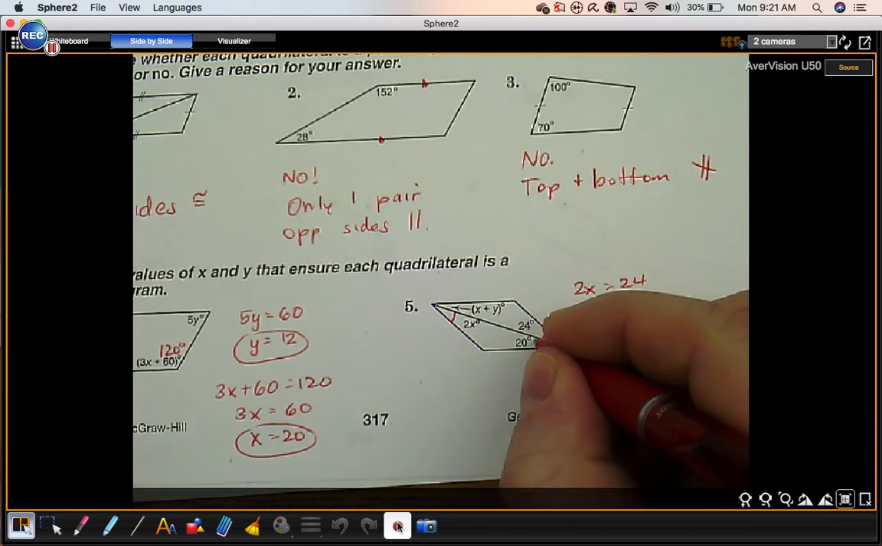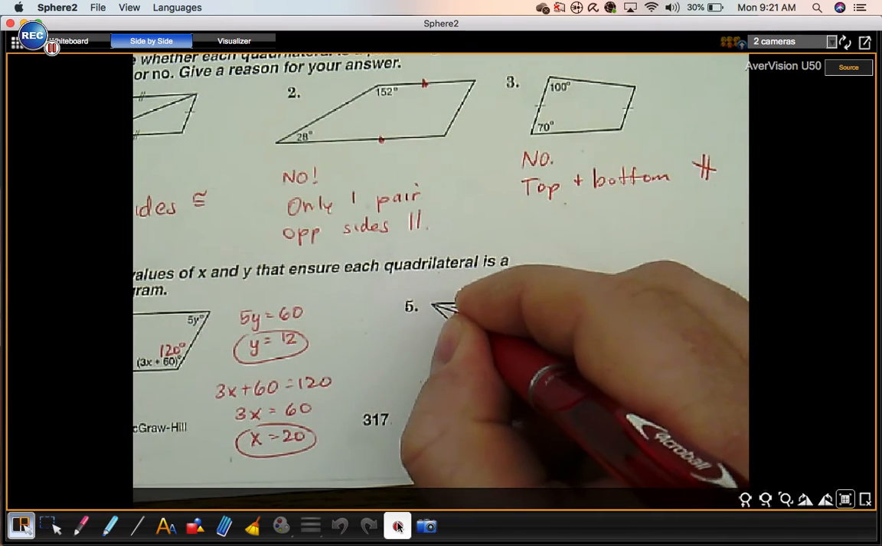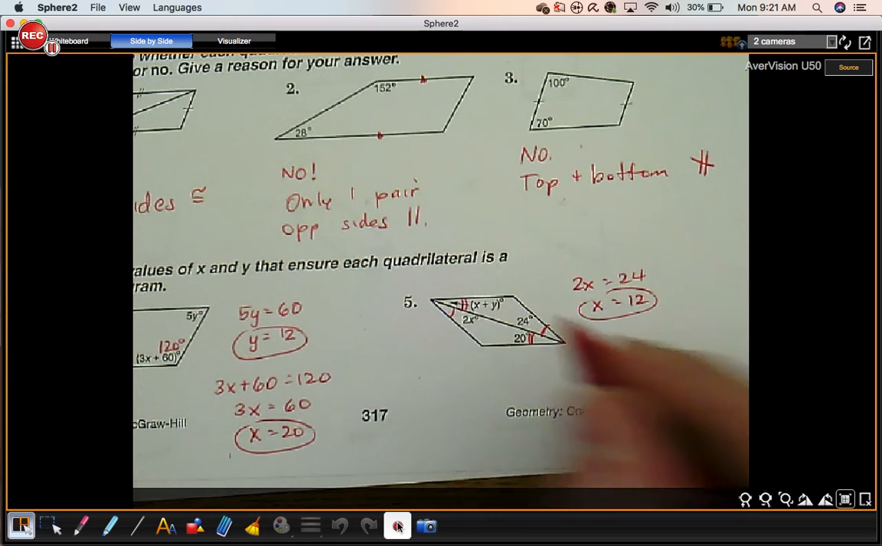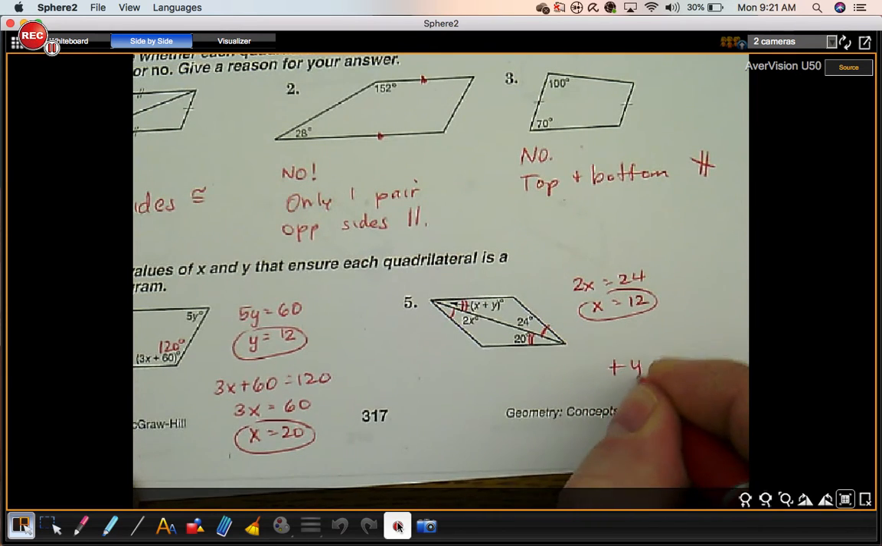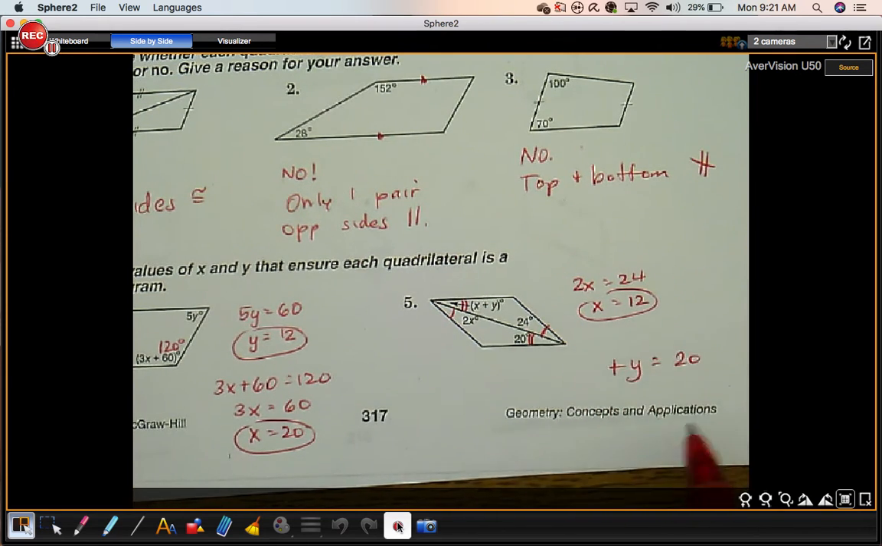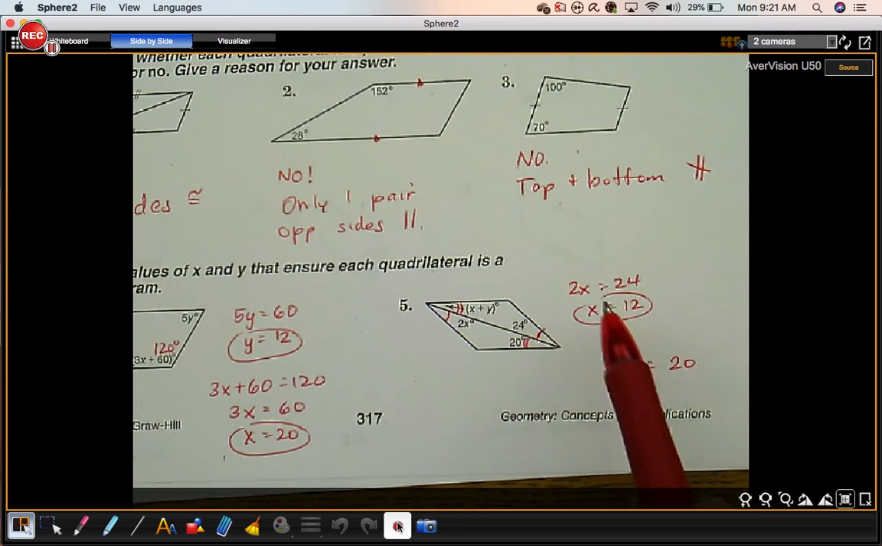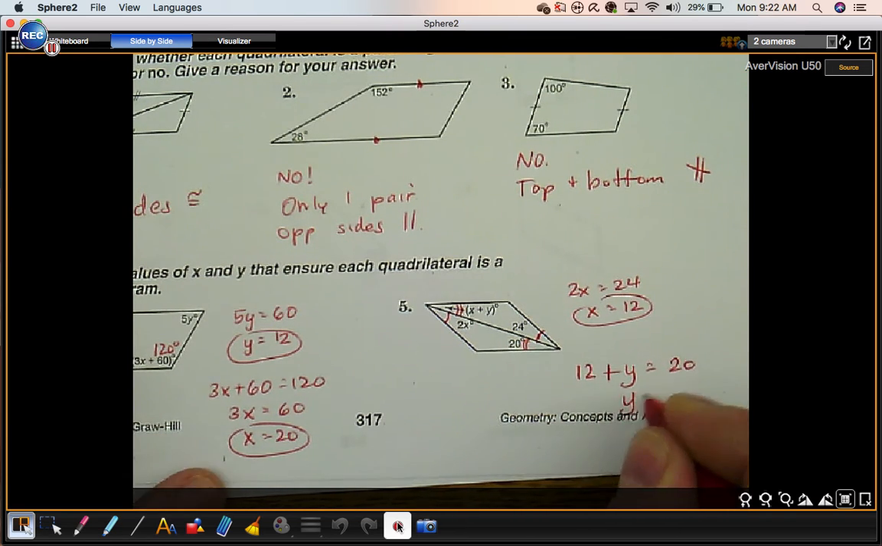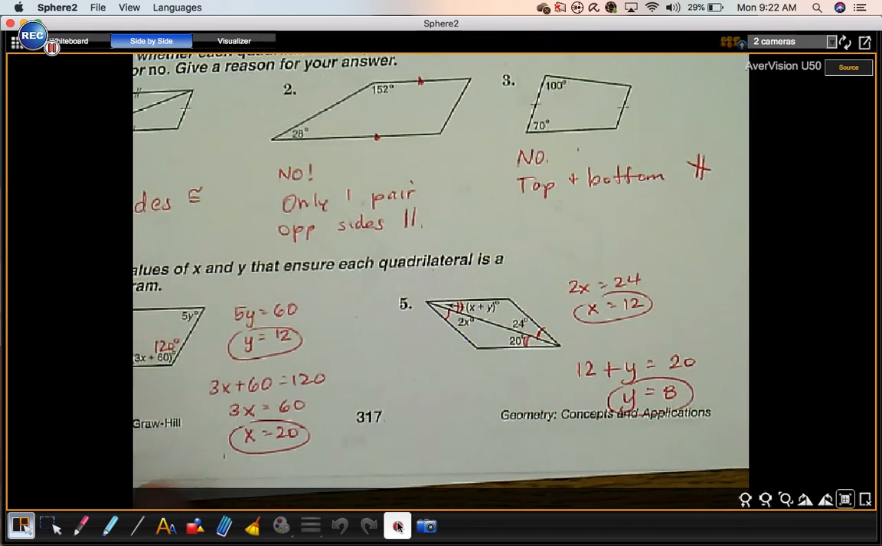Now, same deal over here. This angle is 20. That angle needs to be 20. So x plus y needs to equal 20. Now notice how I didn't write x plus y because I know what x is at this point. X is 12. So 12 plus something gives you a 20. It would be 8.